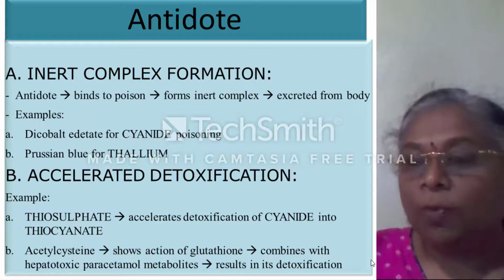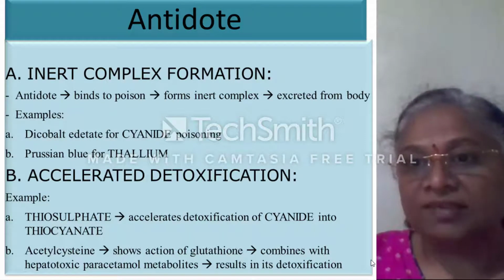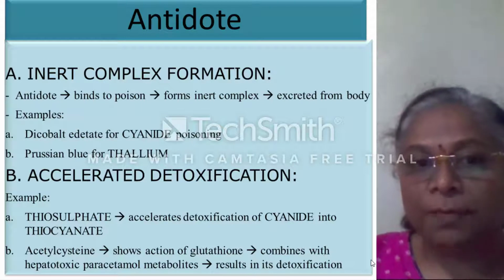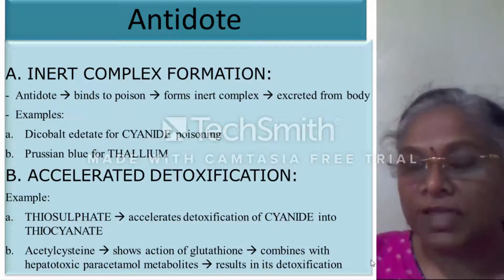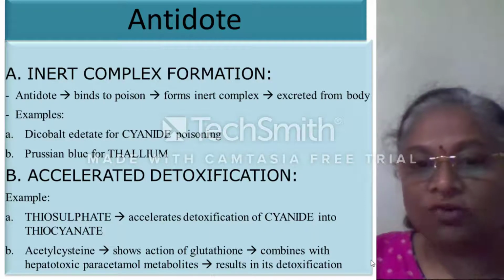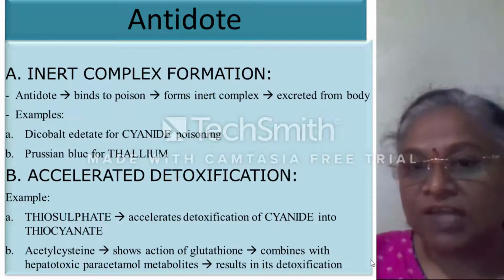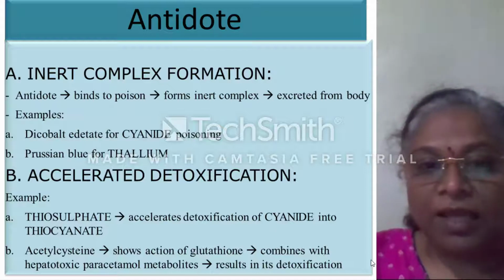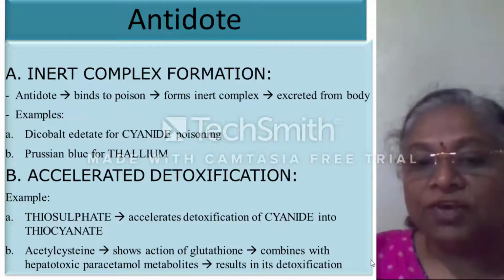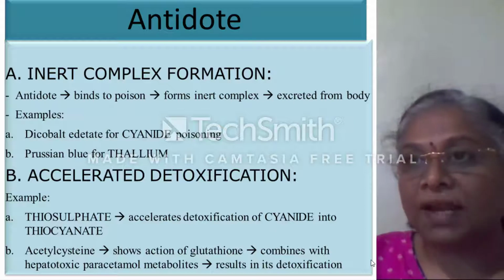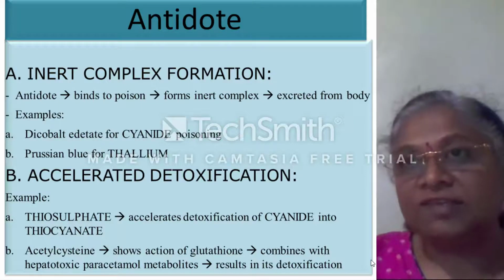The antidote binds to the poison and forms an inert complex, and that gets excreted from the body. For example, here I have given dicobalt EDTA for cyanide poisoning, Prussian blue for thallium poisoning. There can be accelerated detoxification, like thiosulfate or thiocyanate, which accelerates detoxification of the cyanide. Then there is acetylcysteine, which replenishes the action of glutathione. It combines with the hepatotoxic paracetamol metabolite and results in its detoxification.